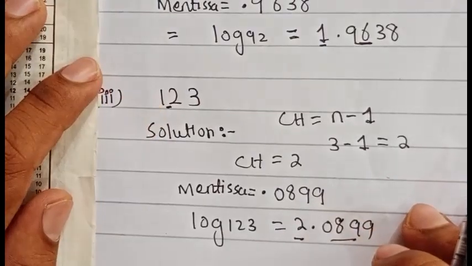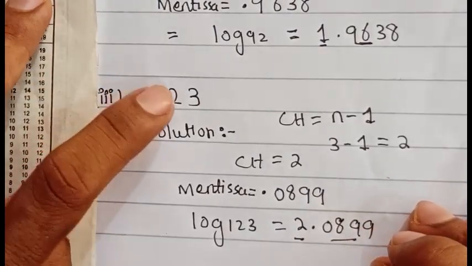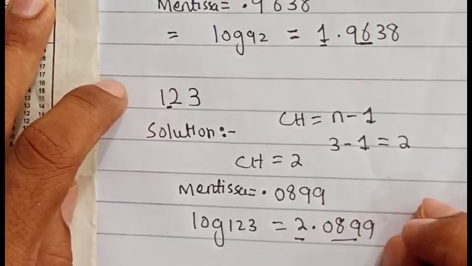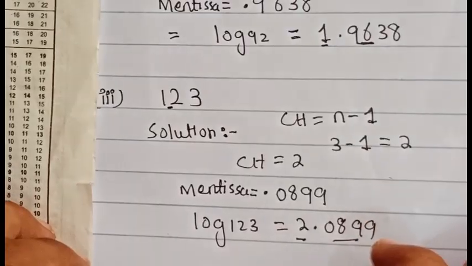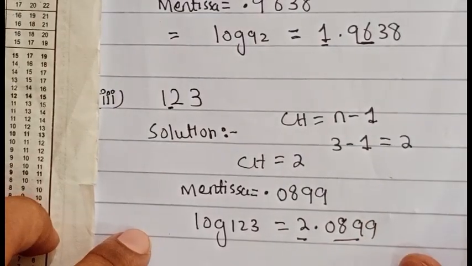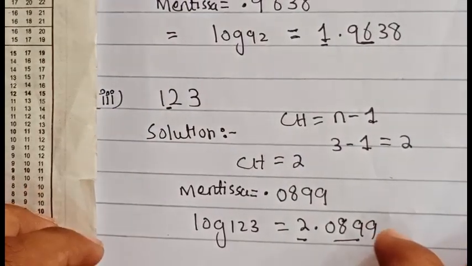Okay. So logarithm of 123 is 2.0899. Okay. It is easily solved. You can also use a calculator for solving it.